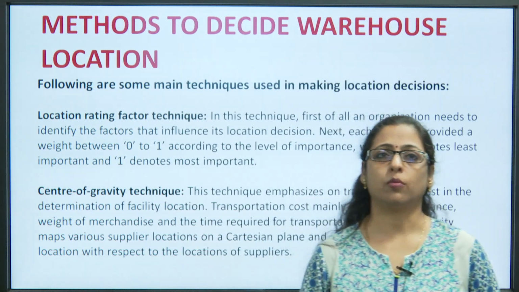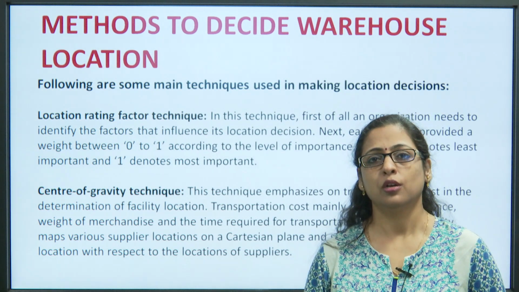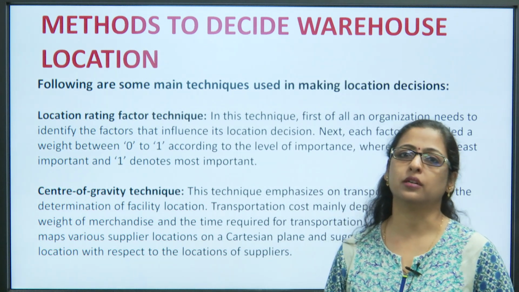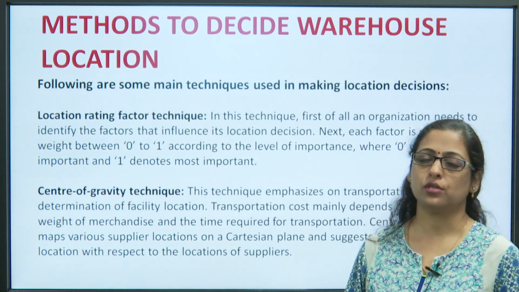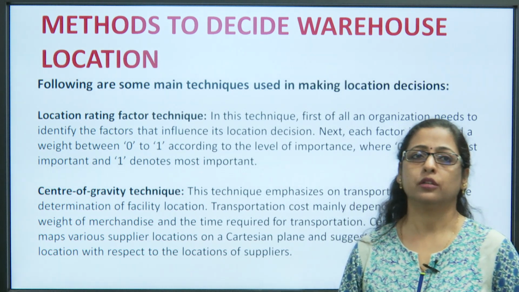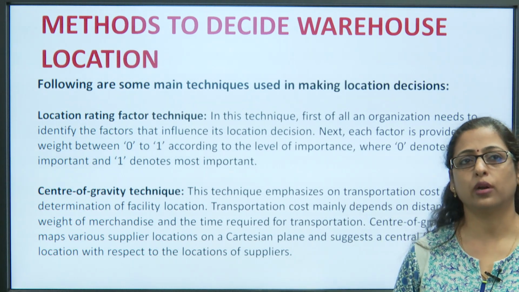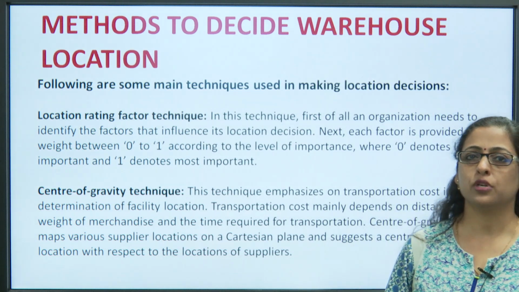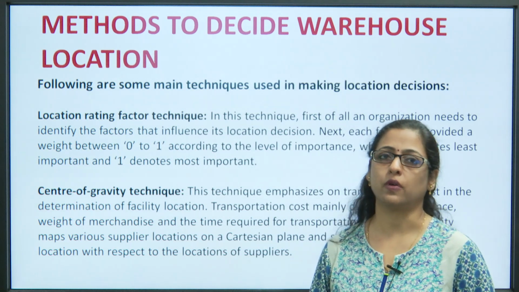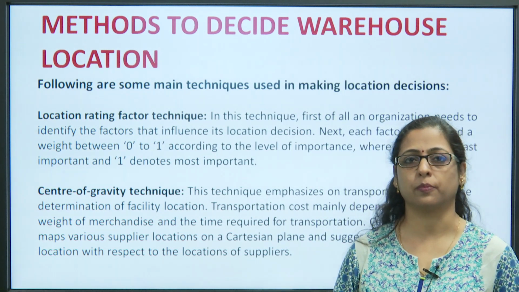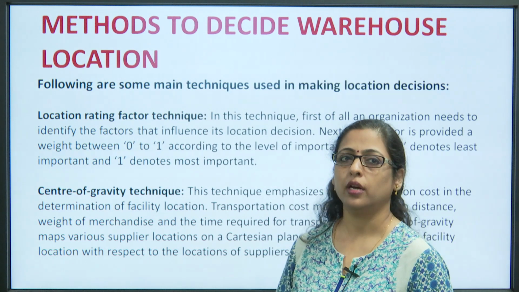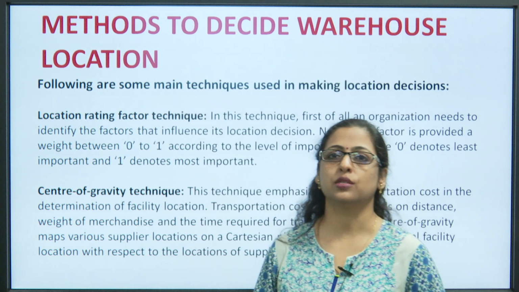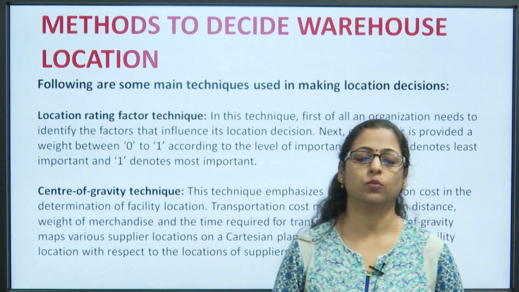Now, let us talk about the methods to decide warehouse location. So, a company needs to understand that there are two methods on which they can take the decision of what kind of warehouse they want to have. The first method is known as the location rating factor technique. In this technique, first of all, the organization needs to identify the factors that influence location decision. Next, each factor is provided a weight between 0 and 1 according to its relative importance, where 0 denotes the least importance while 1 denotes the most important.